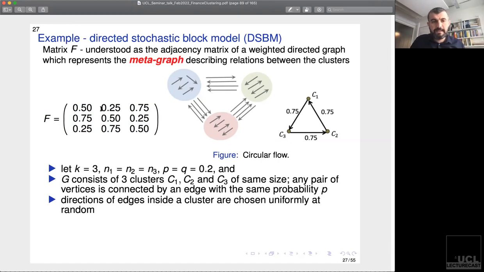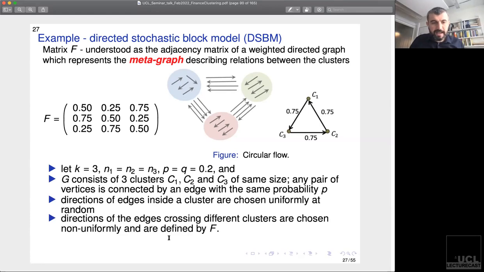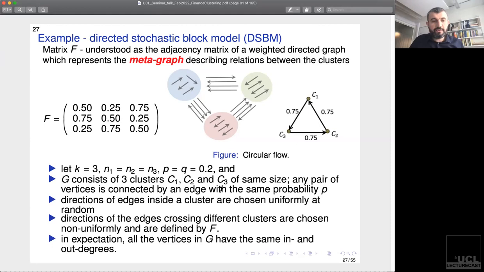But across clusters, the way you read this is that from cluster 1 to cluster 2, let's say 75% of the mass is flowing from 1 to 2, and only 25% the other way. And then you do something like this for the other pairs, right? And the question is, given a directed stochastic block model generated from this ensemble, can we recover the clusters? And this example is particularly nice because in some sense, you cannot cheat here.